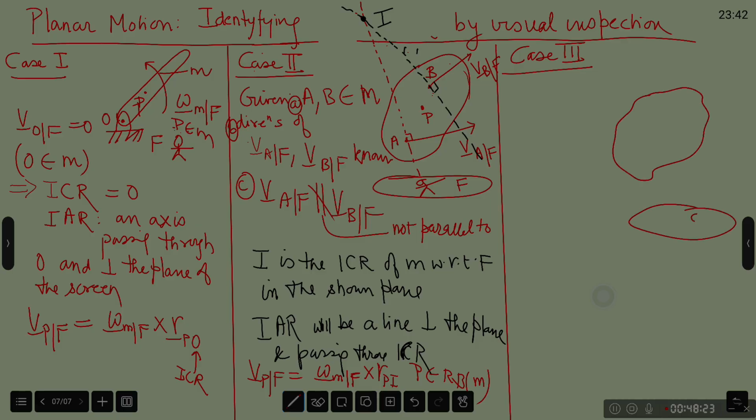Okay. In case 3, the given information is we know VAF, both magnitude and direction. Both magnitude and direction known.